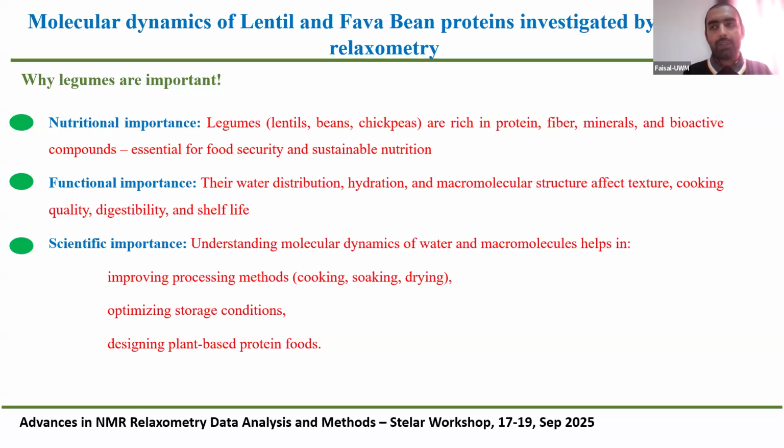sustainable nutrition. And if we talk about their functional importance, their water distribution, hydration, and macromolecular structure basically affect the texture, cooking quality, digestibility, and shelf life. And the scientific importance is understanding the molecular dynamics of water and macromolecules, because it is really important in helping improve the processing method. The processing method includes cooking, soaking, and drying, the optimization of storage conditions, and designing plant-based protein foods. These are basically all of the reasons that we are mining legume samples in FFC NMR.